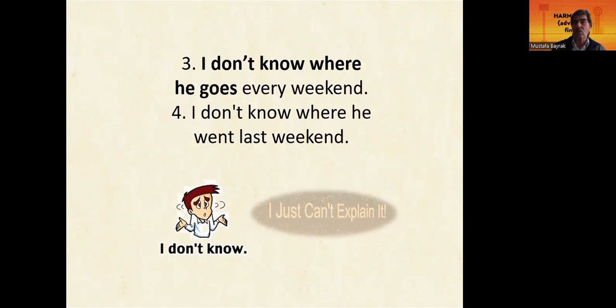I don't know where he went last weekend. I don't know that place. I don't know the city. Instead of saying "I don't know the city" or "I don't know the country", we use a noun clause like this: I don't know where he went last weekend. Or I can't explain where he went last weekend. I can't explain where he goes every weekend.